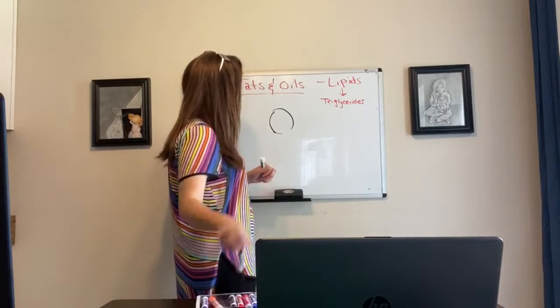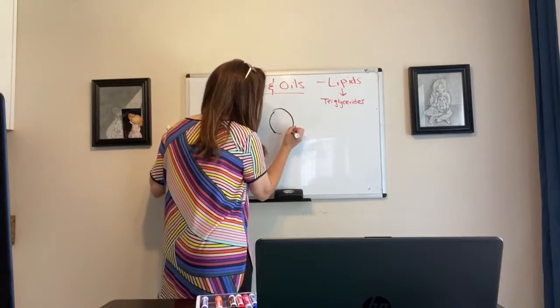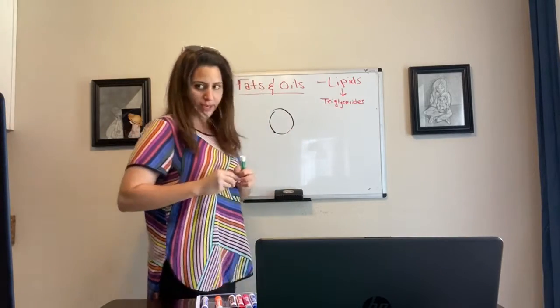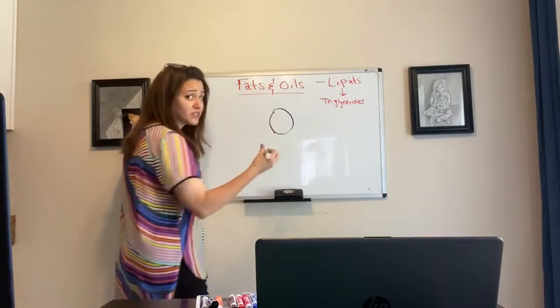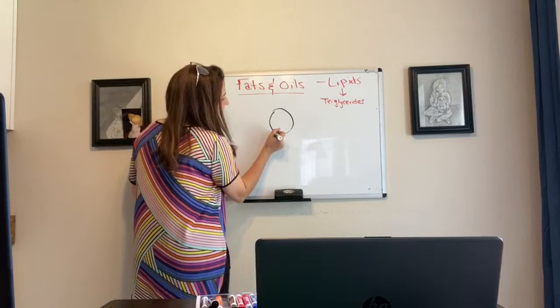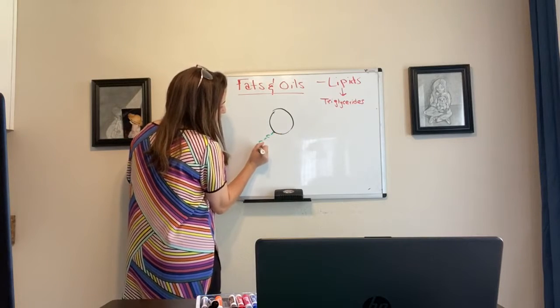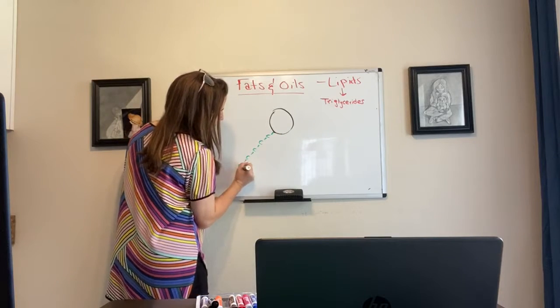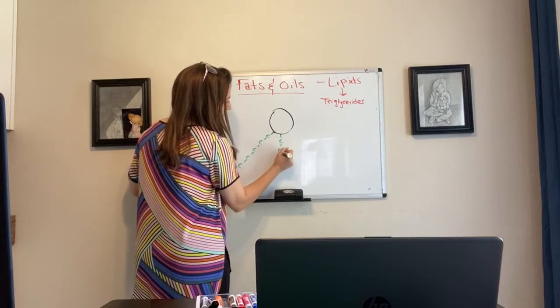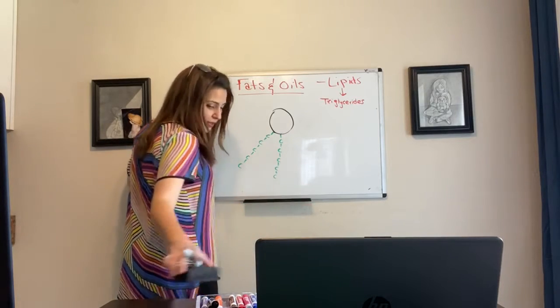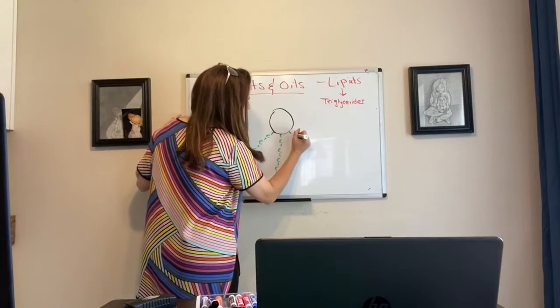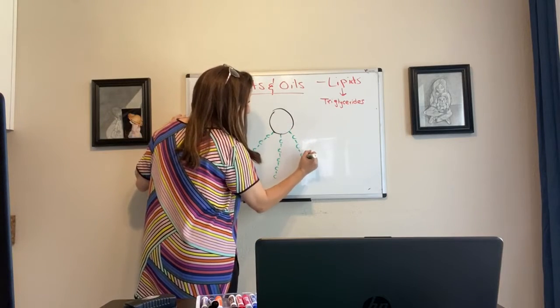So, glycerol head, and then we have this fatty acid tail. What are fatty acid tails made out of? They're actually made up of a chain of carbons. It's really pretty fascinating. They're actually called hydrocarbons.